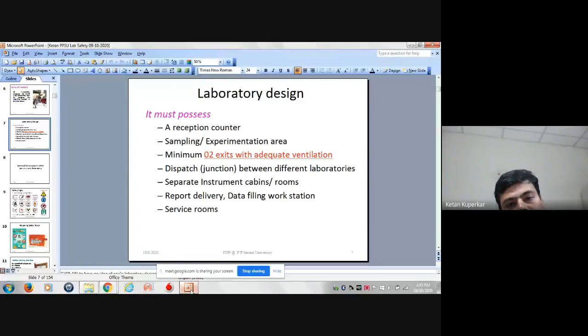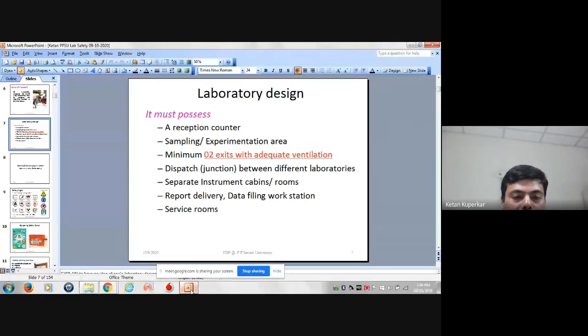Laboratories have several sophisticated instruments or small setups which need special space, and therefore separate instrument cabins or rooms should be provided. Later, once the experiments are done, the reports or results to be delivered or filed need some table work, so there should be a separate workstation or platform where the files can be piled up.